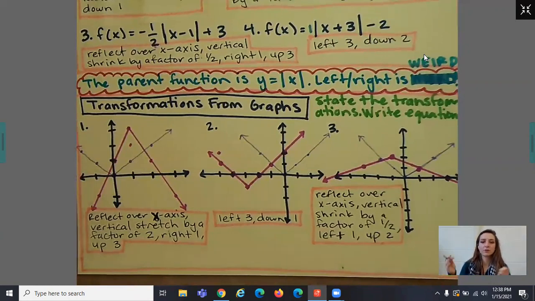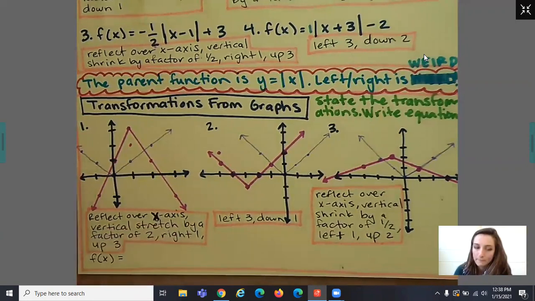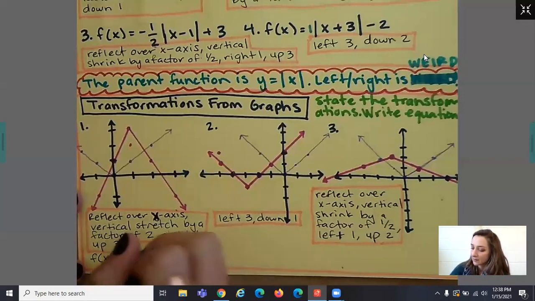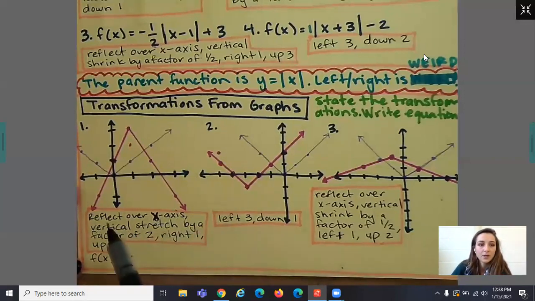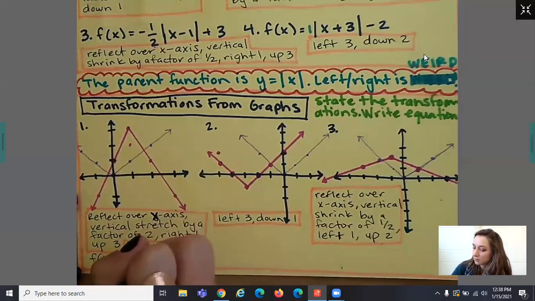Every function is always going to start with either y equals or f of x equals. So let's just be fancy and write f of x equals. Okay, and we're going to start with the reflecting over the x-axis. Since this function reflected over the x-axis, that means there's going to be a negative out in the front. The next thing is this vertical stretch by a factor of 2. That means that our a value, or the number in front of the absolute value, was 2. So we're going to write 2.